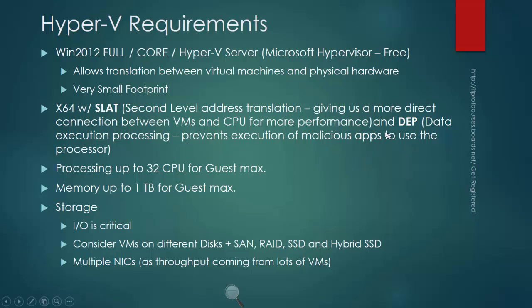Oh, okay. Anyway, so DEP. See, that's the fault of this DEP. Data execution prevention prevents execution of malicious apps from using the processor. So definitely, it's a security option here. Processing up to 32 CPUs for guest machines.